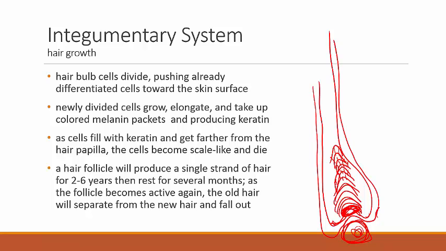And a hair follicle will produce a single strand of hair for somewhere between 2 and 6 years before it needs to take a break. And then it will take a break, rest for several months. And then as the hair follicle becomes active again, that time that it was resting creates a weakness right here at the base. And as the hair follicle resumes activity, and that weakened area gets further and further up in the hair follicle, then eventually the hair will break off and it will fall away from the body.